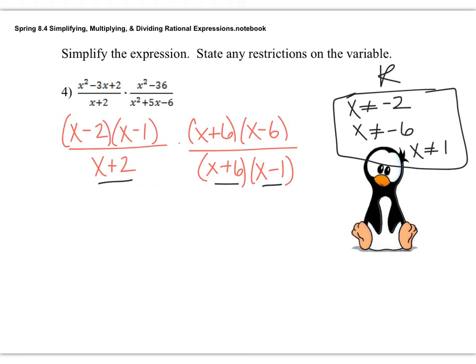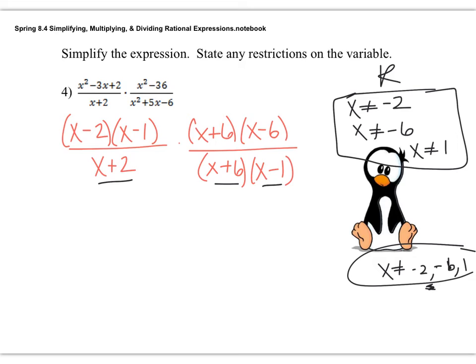If you need to write it out, that's fine. If you understand where those are coming from, you can take the little shortcut. You can even just list them in a row. I could have just said x cannot equal -2, -6, and 1. All right, so you could have just listed them that way too.